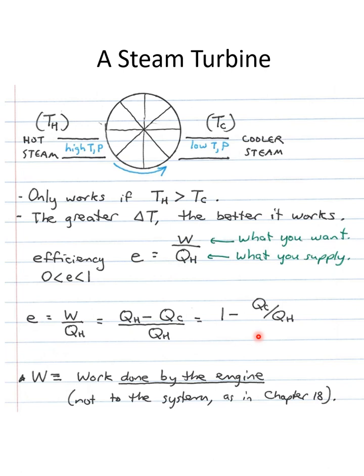Now, W is defined as work done by the engine. In a previous chapter, in chapter 18, W was defined as the work done to the system. But this is a totally different work. It's still work, it's still measured in joules, but we're defining it differently.